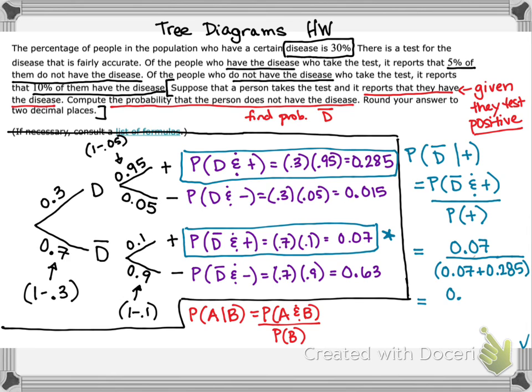So this will be 0.07 divided by 0.355. So 0.07 divided by that gives me, I'm going to approximately say, 0.1972. That would be the probability that they don't have the disease given they tested positive. And that would be the answer to this particular online homework question. Hopefully this helps.